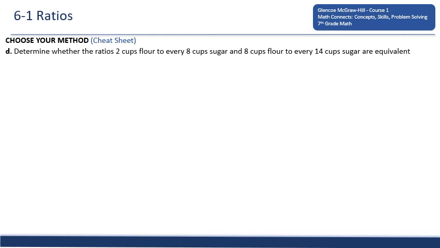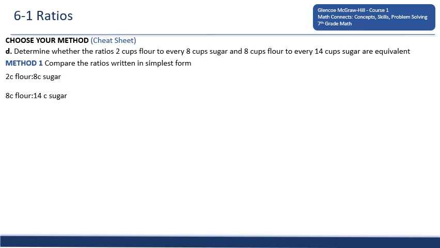Determine whether the ratio is 2 cups of flour to every 8 cups of sugar and 8 cups of flour to every 14 cups of sugar are equivalent. Compare the ratios written in simplest form. So we have 2 cups of flour to 8 cups of sugar, and we have 8 cups of flour to 14 cups of sugar. We rewrite those as fractions.